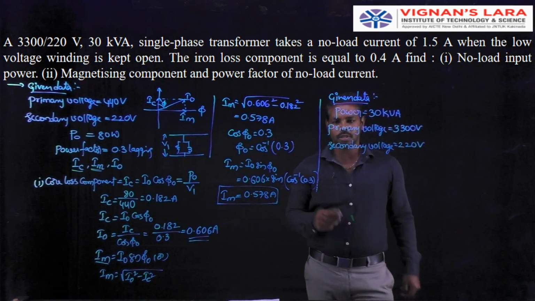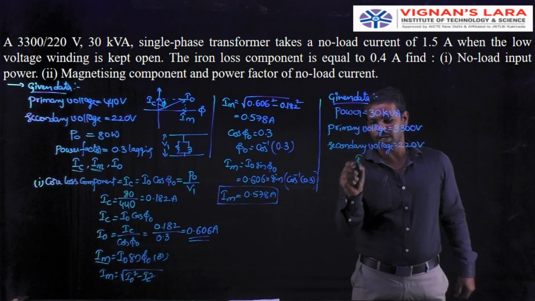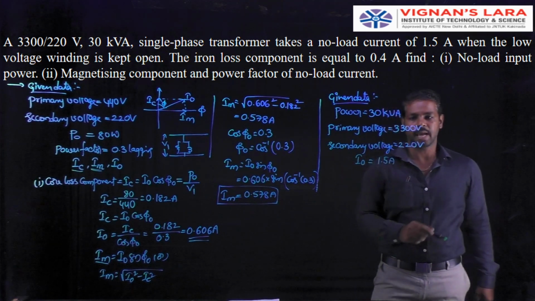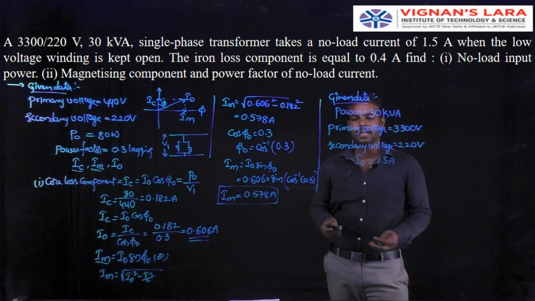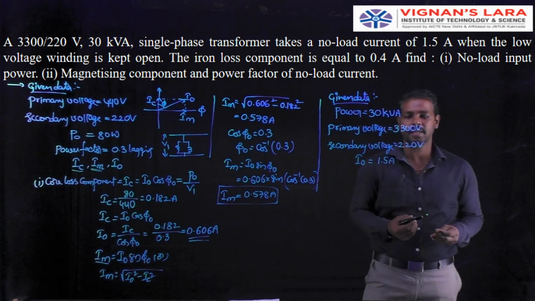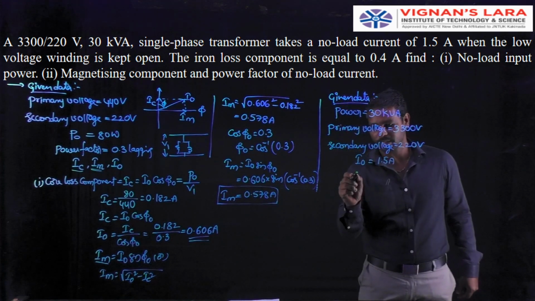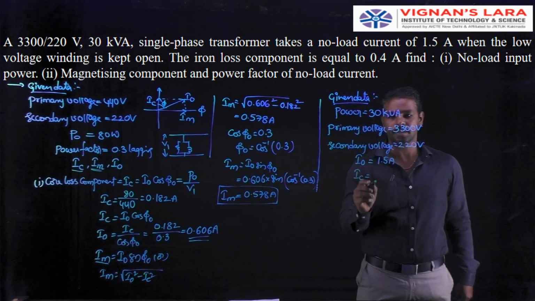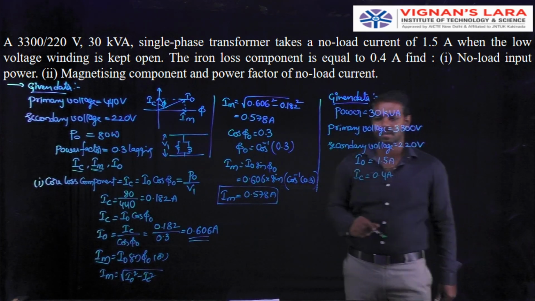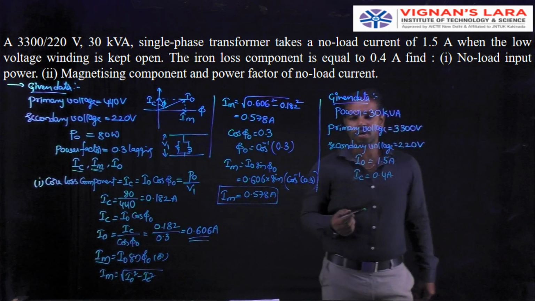So the transformer is to be operated on no load condition. So no load current I naught is equal to 1.5 amperes. The low voltage winding is kept open. The iron loss component is equal to 0.4 amperes. Iron loss component means IC. IC is equal to 0.4 amperes. So then, we can find out the no load input power.